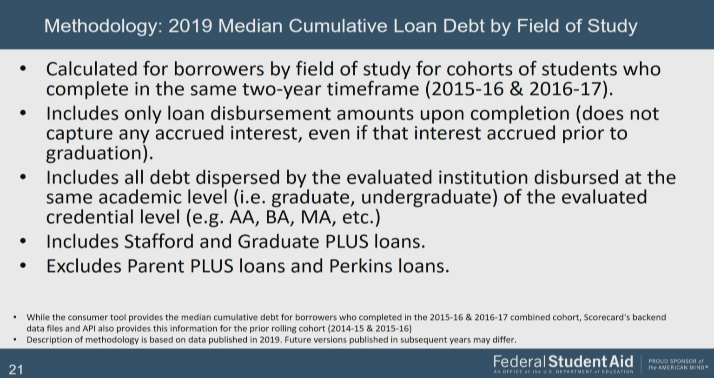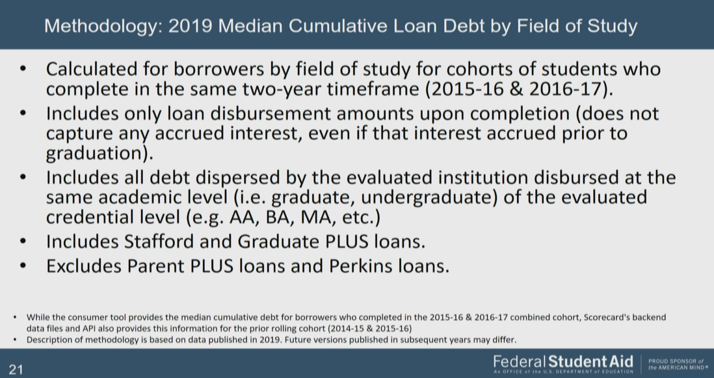This includes only loan disbursements upon completion. It includes all debt disbursed only by the evaluated institution, so we don't combine debt from different institutions. And then we also only combine loans at the graduate level or the undergraduate level. So if we're evaluating a master's program, we would not count any undergraduate loans that you have in determining the cumulative loan debt to complete that master's program.